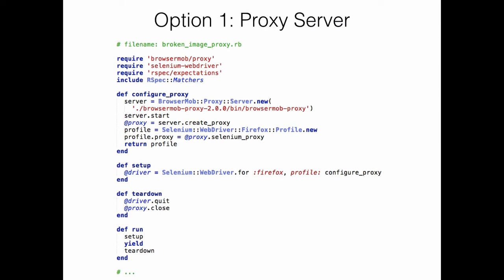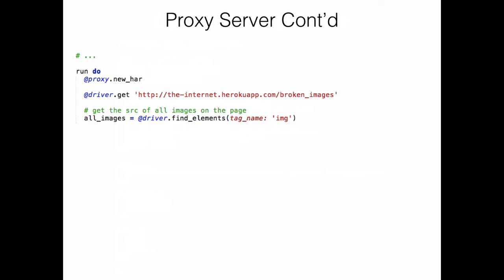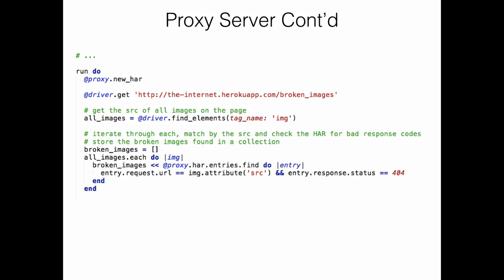So with a proxy server, it would be the same configuration we've seen before, but here we're going to capture a new har, get the page, and then we want to grab all the images, anything with a tag of img, and then iterate through each of them and match by the source tag, making sure it's img src, and then ask the HTTP archive to see if there is a bad response code. And if there is, we'll store it in a collection. And then we'll check that collection to make sure it's empty. And if it's not empty, it'll fail and say there was clearly a broken image.